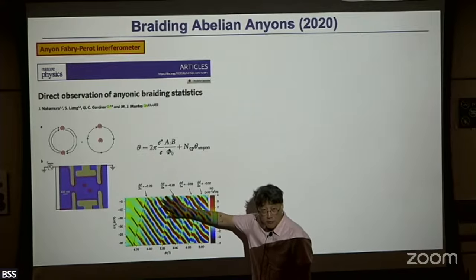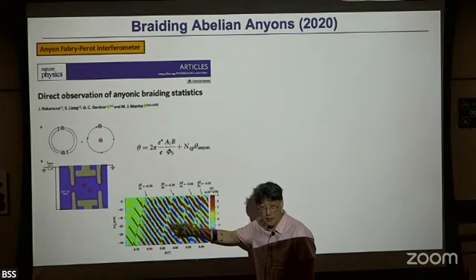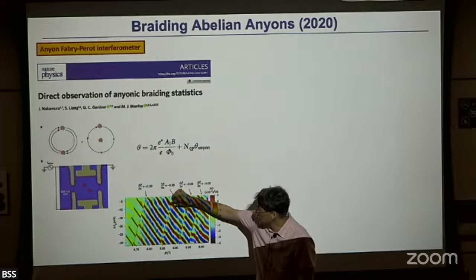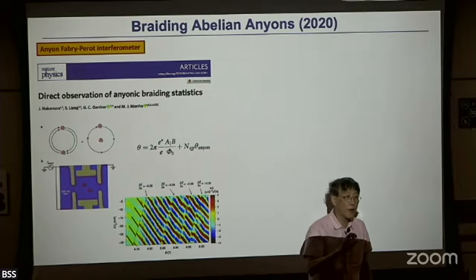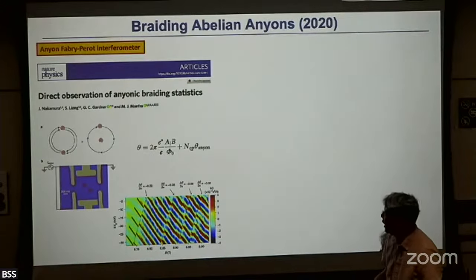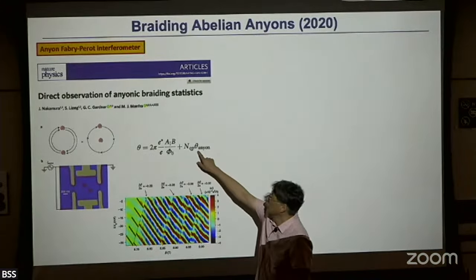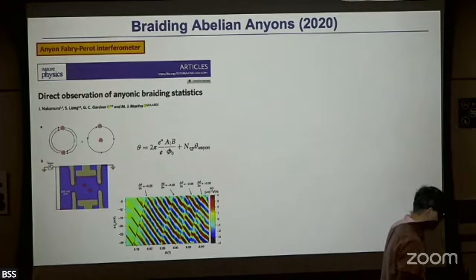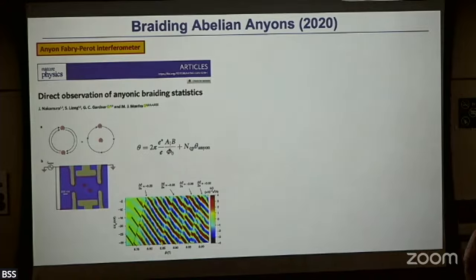But then from time to time, there's a phase slip that appears, right? And the phase slip is about 1/3 of a phase slip, which is expected coming from the exchange braiding statistics expected in this type of measurement. I'm going to discuss that part a little bit more quantitatively, but let me put it this way for now.